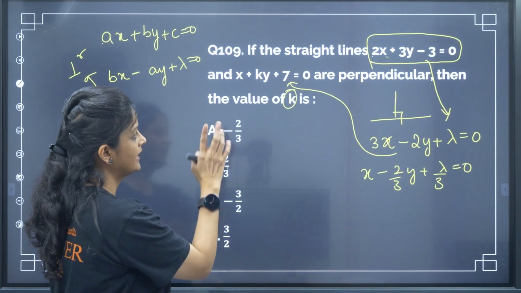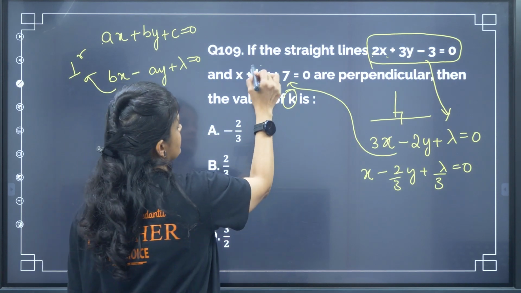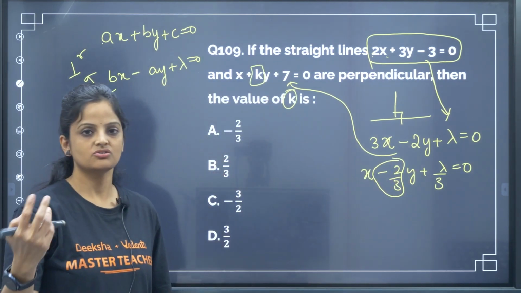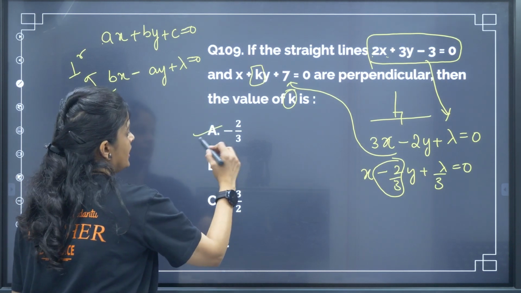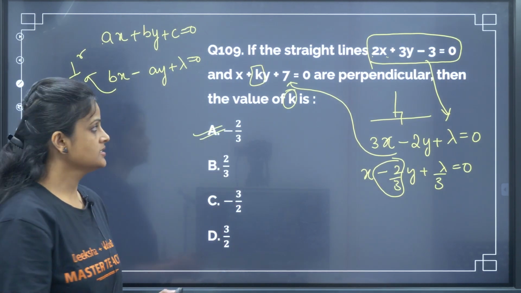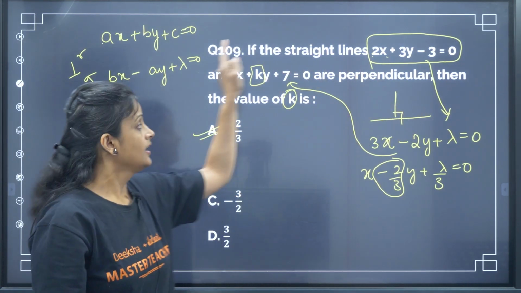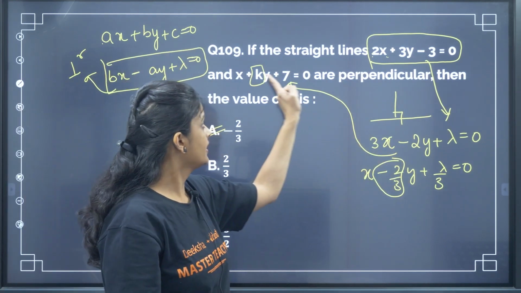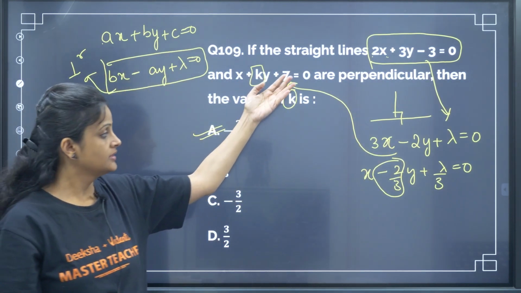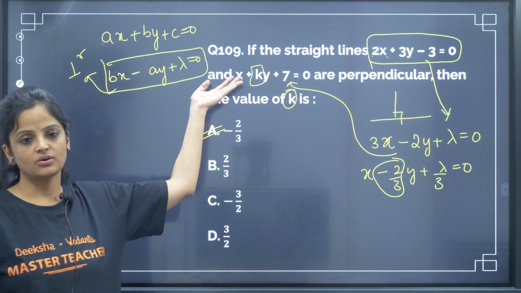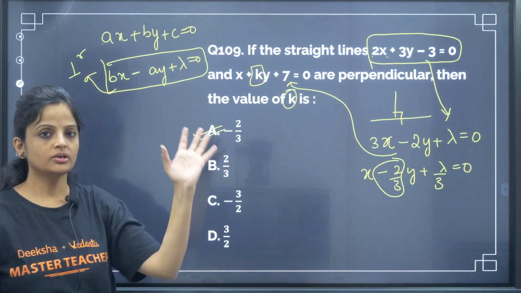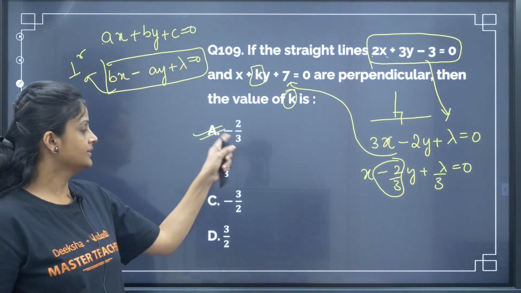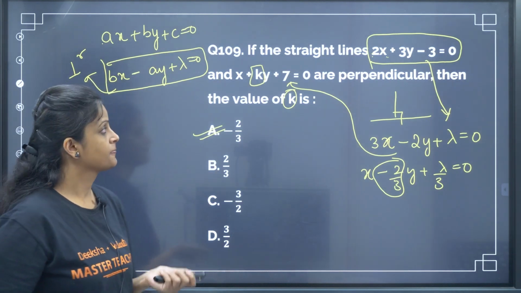Now they want the k value. Compare this k and what we have here. That's all you have to do. I hope you have understood what we are doing in this. Two lines are perpendicular and this is a general form. I have written that in the form and they have given one form. Both you have to compare and take the k value. Then you have option A.